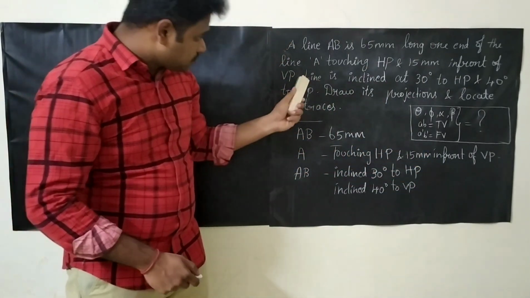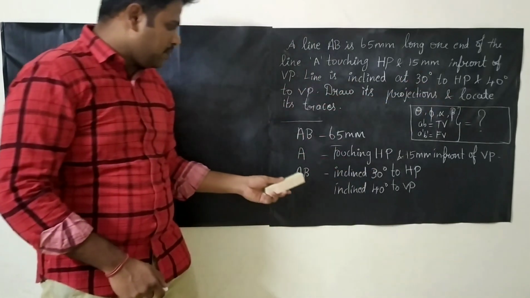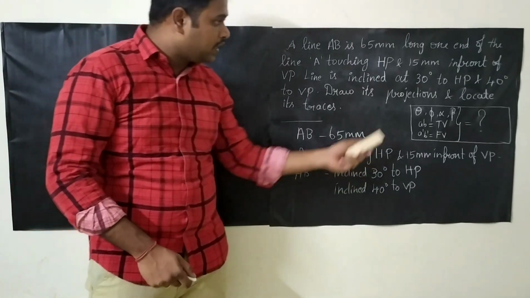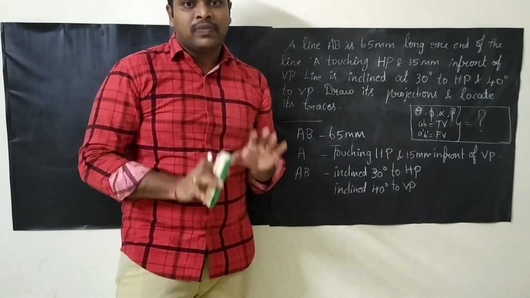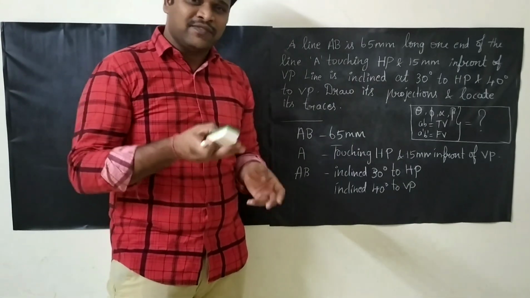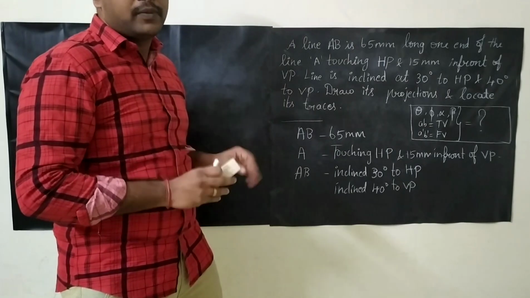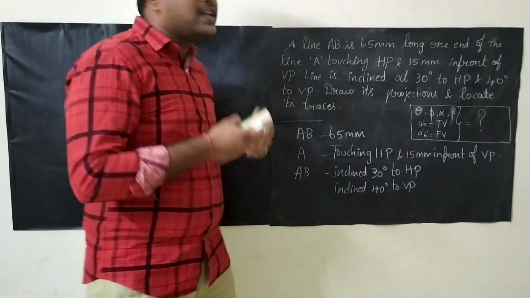Next is the line is inclined at 30 degrees to HP. So the same AB line will be inclined at 30 degrees to HP and 40 degrees to VP. For solving the problem, we will be requiring only 5 data. If we have all the 5 data, it's very easy for us to solve the problem. What else do we have to find? Just listen here. Draw its projection and locate its traces.